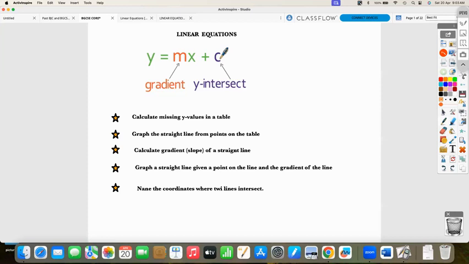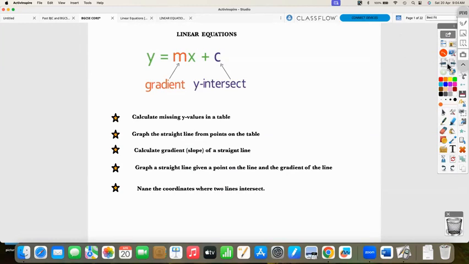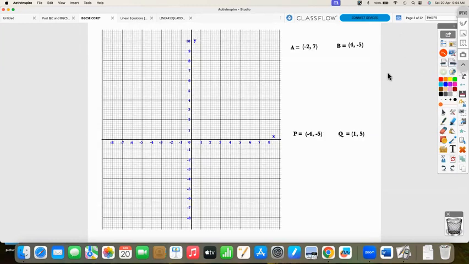So in a typical BGCSE exam, these are the concepts you have to understand. How to calculate the missing values in a table, graph the straight line from points on the table, calculate the gradient or the slope of the straight line, graph a line given a point on the line and the gradient, and where two of the lines intersect, right? And so the first thing we're going to learn is how to calculate the gradient of a line, the gradient of the slope.